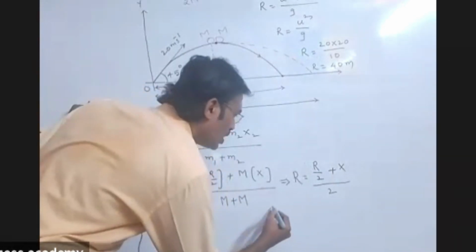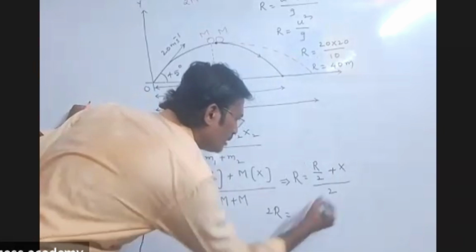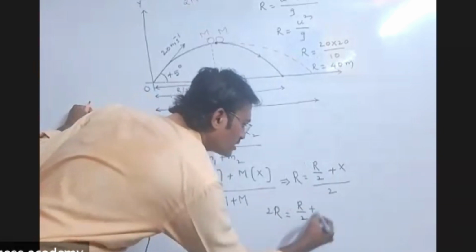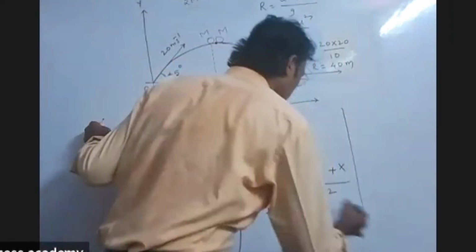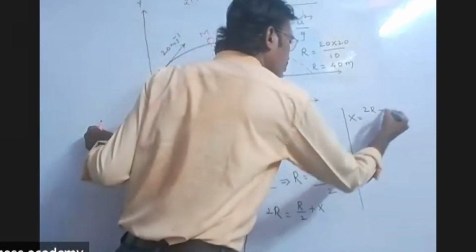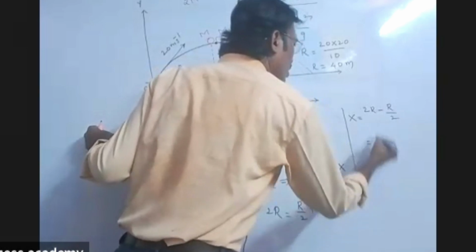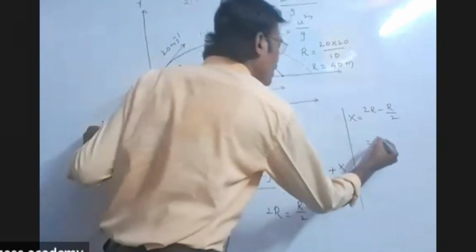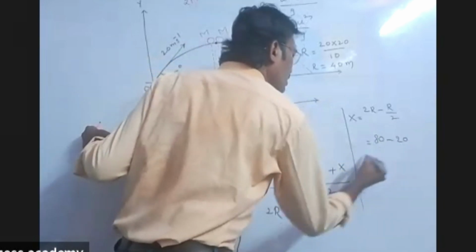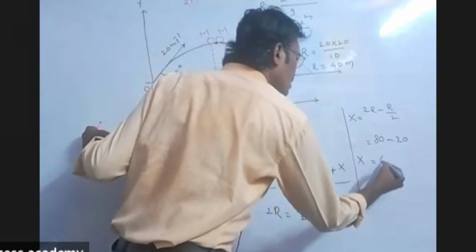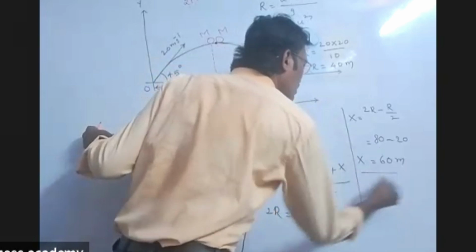then you will get 2R by cross multiplication, R by 2 plus x. Then x is equal to, simple, x is equal to 2R minus R by 2. 2R, R is nothing but 40. Twice 40 is 80, minus R by 2, which is 40 by 2, 20. That is equal to x is equal to 60 meters from the origin. That's it.